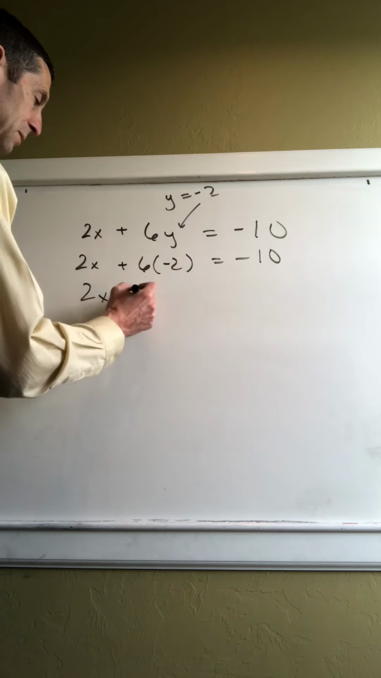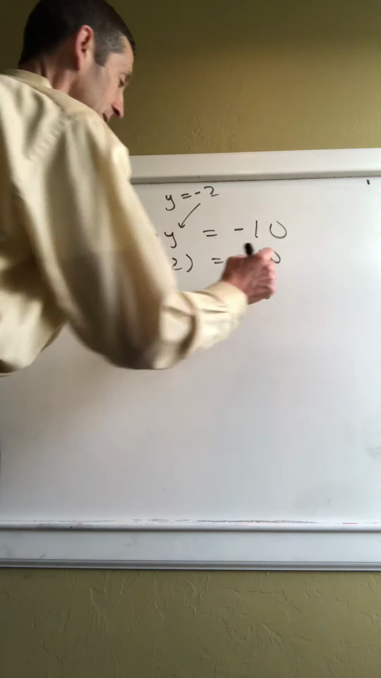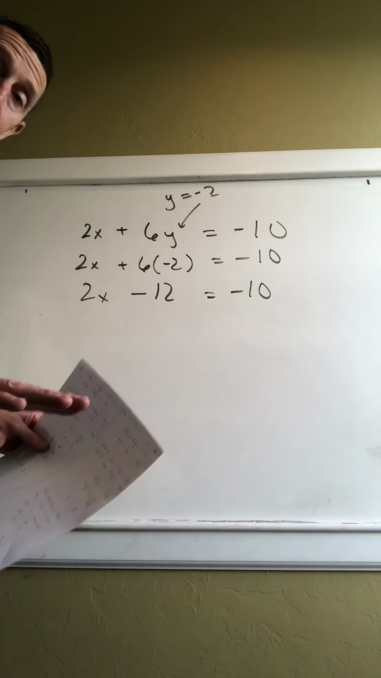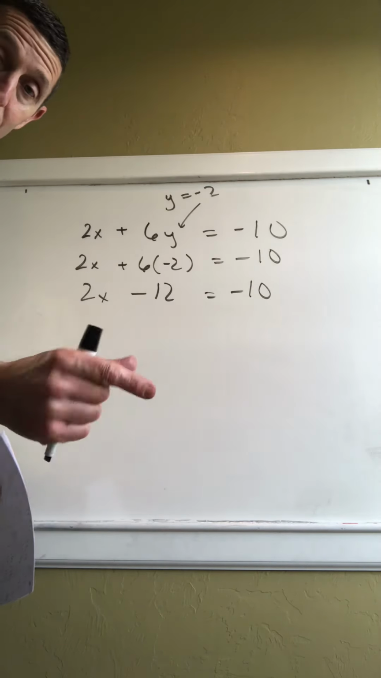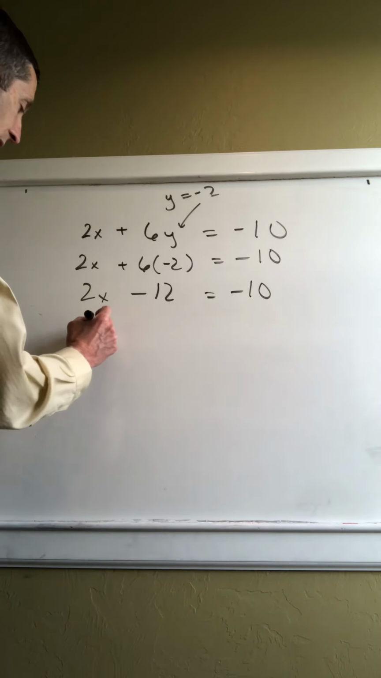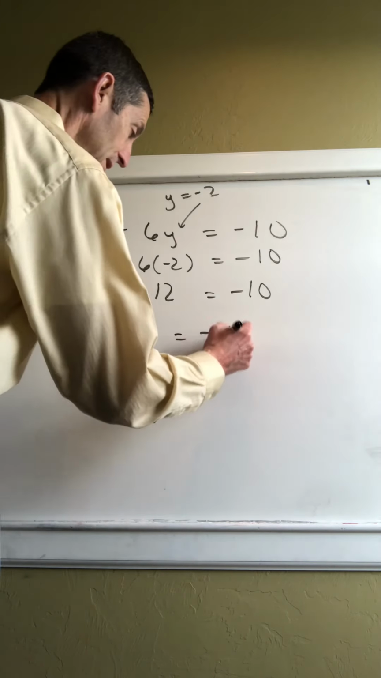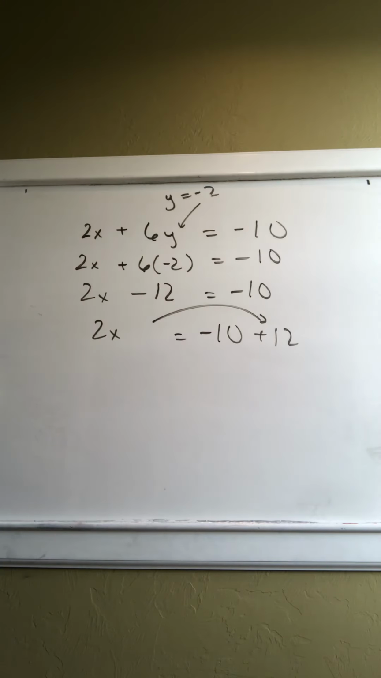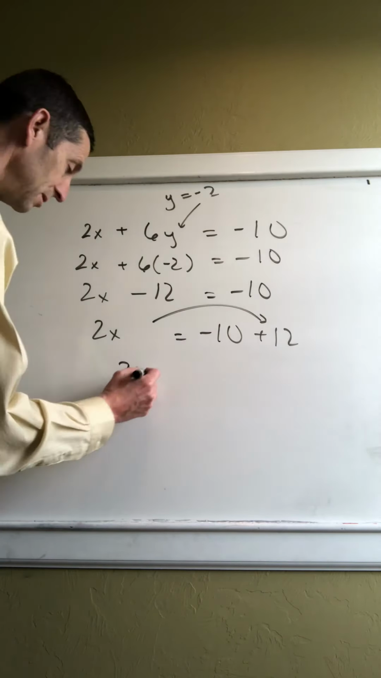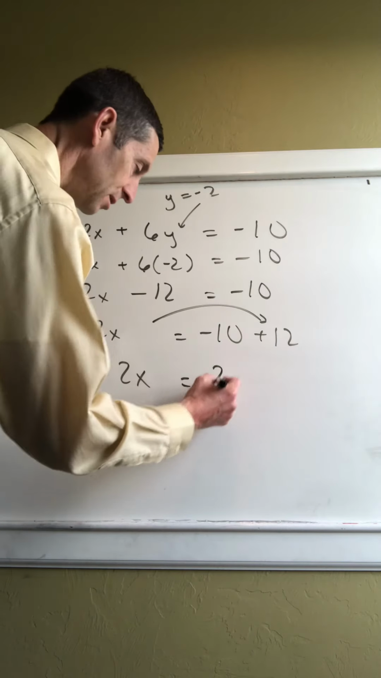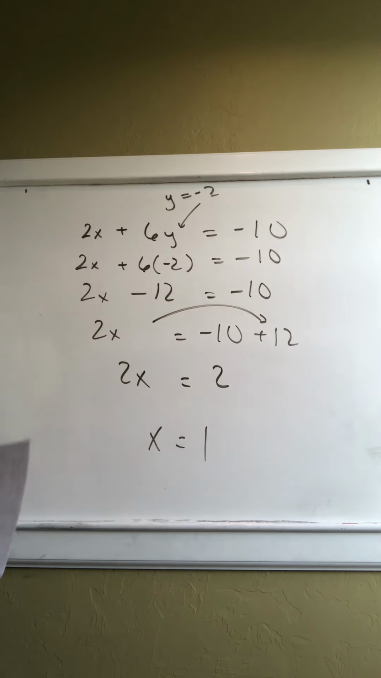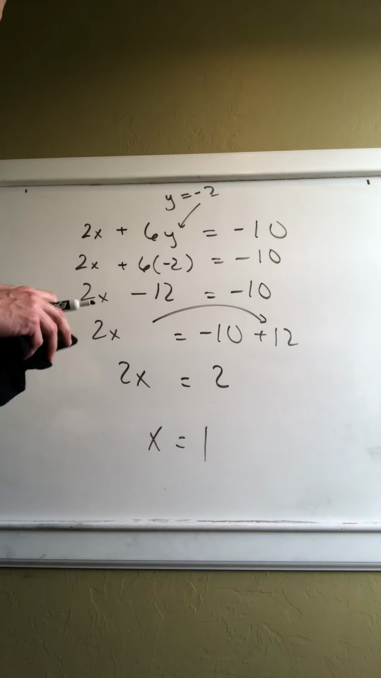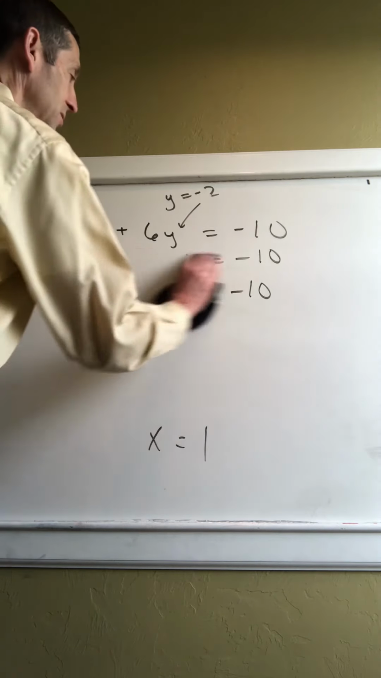2x, negative times positive is negative 12. So be careful with all the little negative signs. Don't make a small mistake. Make everything clean. 2x is equal to negative 10. Over here is positive 12. All right, let's clean it up. 2x is equal to 2, which means x is equal to 1. So you got it. You got your answer for x. You got your answer for y. We put those two together.